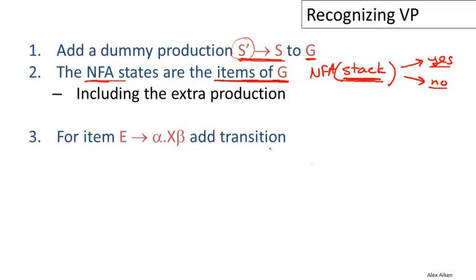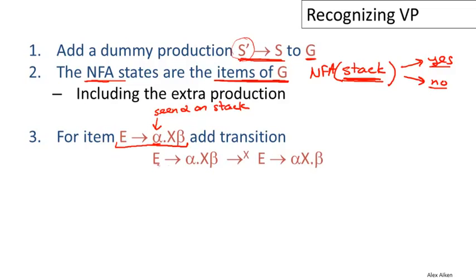Let's think about what we need the moves of this machine to be. Let's say that we're in the state E arrow alpha dot x beta. What does that say? It says that so far we've seen alpha on the stack. Remember, the machine is reading the stack from bottom to top. This records the fact that the machine has already seen alpha on the stack. So what would be an okay thing to see next on the stack? Well, if having alpha on the stack at this point is valid, then certainly it would be okay if the next thing on the stack was an x.